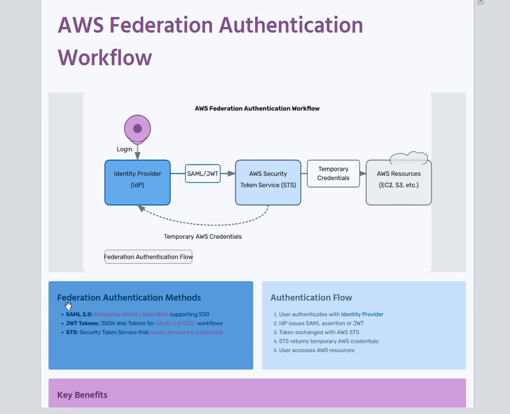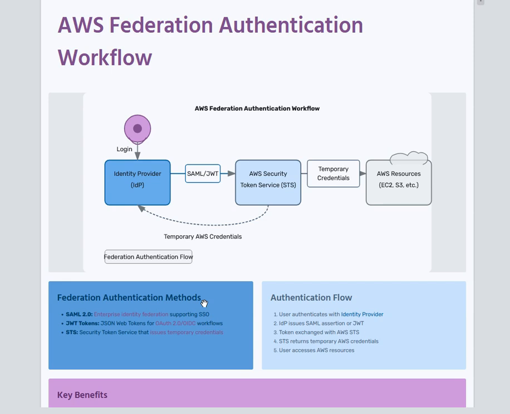So, federation authentication methods are SAML 2, Security Assertion Markup Language. I'm not going to tell it again and again. So, SAML: enterprise identity federation supporting single sign-on. Single sign-on means once you sign on, you can use different programs. You don't need to log in a few different times to use different programs. So that is called single sign-on, right?